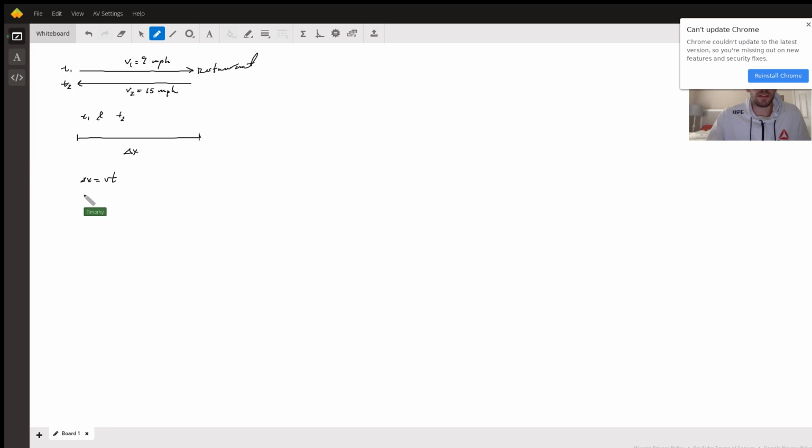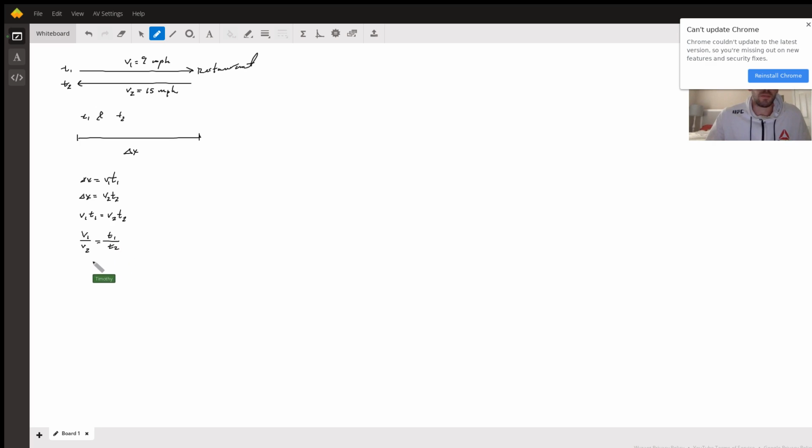And what you can say is that since delta x is equal to the first velocity times the first time, and delta x is also equal to the second velocity times the second time traveled, we can say these two equations are equal. So v1 t1 is equal to v2 t2. Now, given that, we can say, okay, well, v1 divided by v2 is equal to t1 over t2.